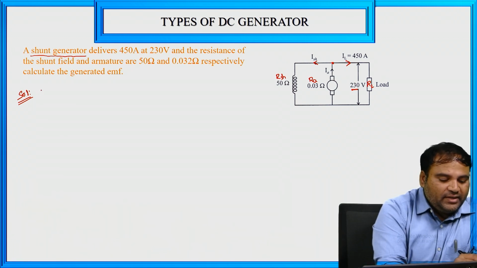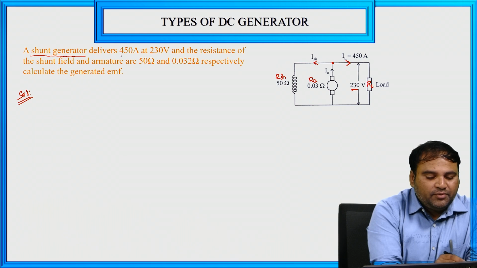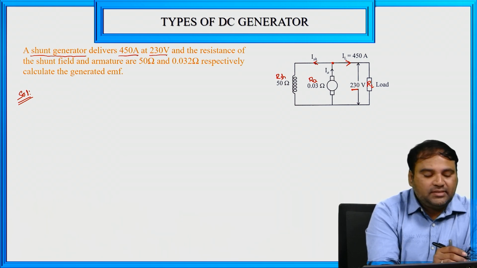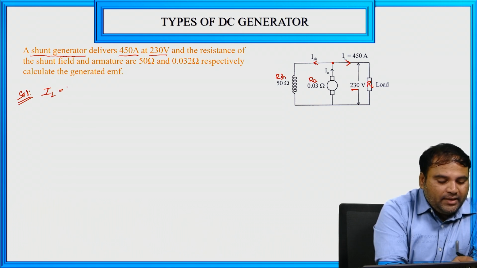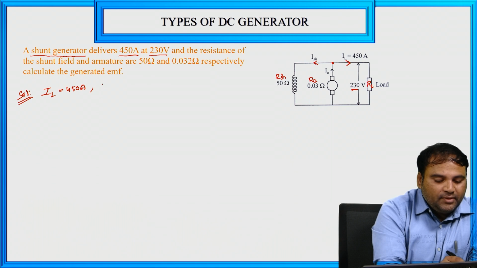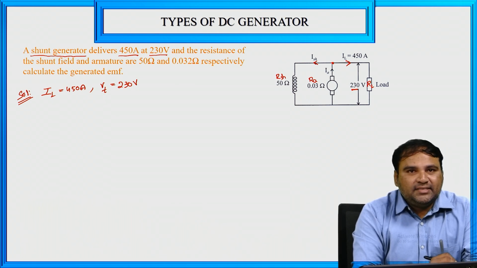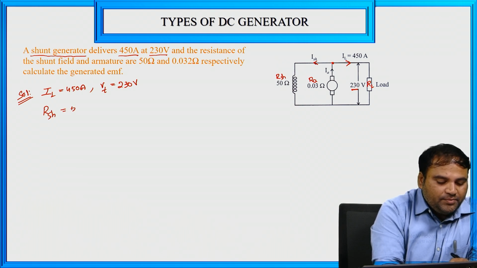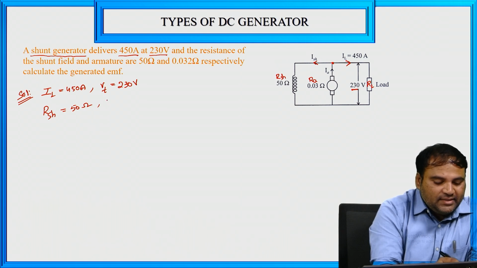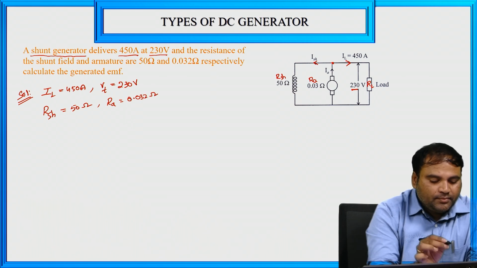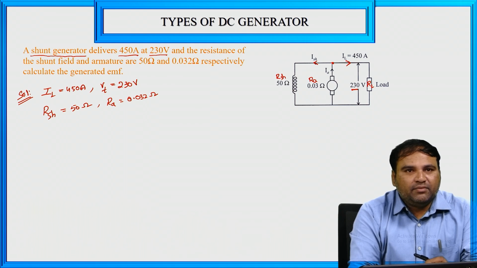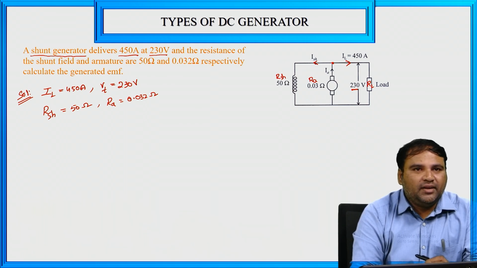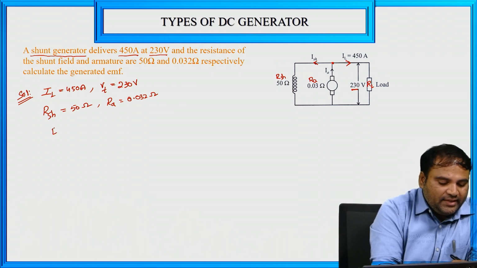So here first we need to write the given data. A shunt generator delivers 450 amperes at 230 volts, means IL equal to 450 amperes, and terminal voltage Vt equal to 230 volts, and the resistance of the shunt field RSH is equal to 50 ohm, and armature resistance Ra equal to 0.032 ohm respectively. Now we need to calculate the generated EMF, that is Eg.